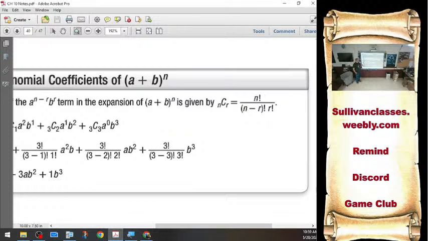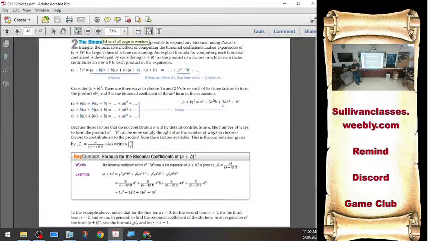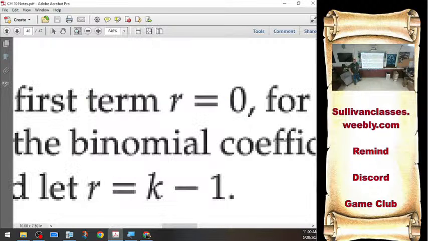Okay? So if I'm trying to find a very specific term of this expansion, I get to just use the combination. Okay? Now, there's more to it. Again, more proving. Substitute this in here. Simplify that. Blah, blah, blah. I'm not going to go through the proof. I need you to highlight way down here.